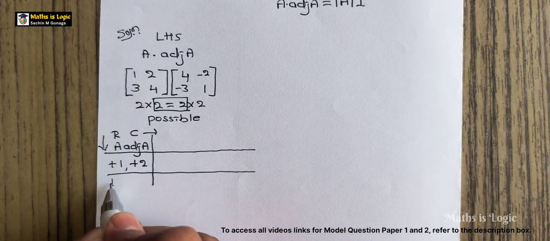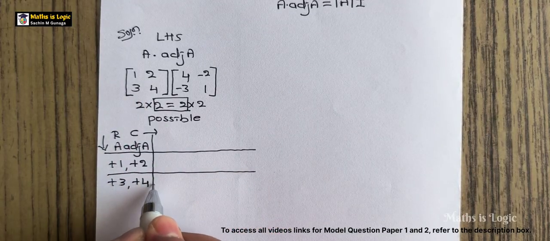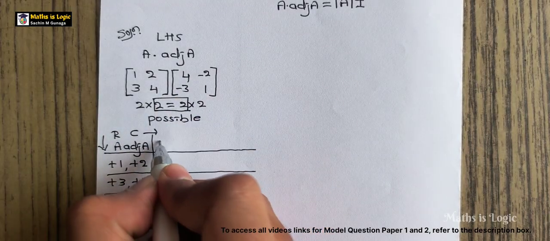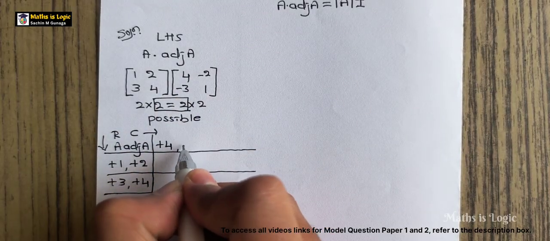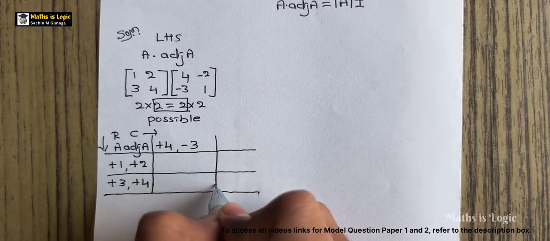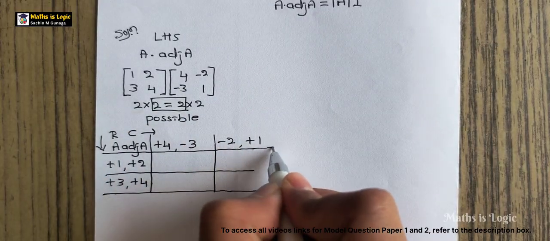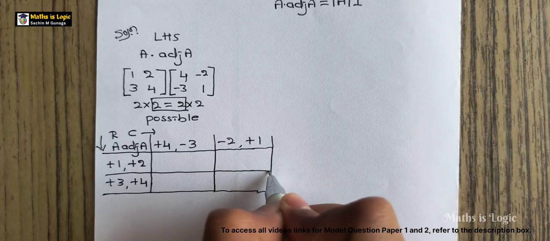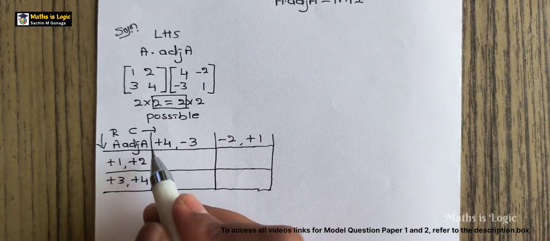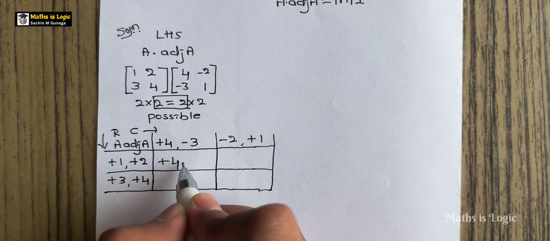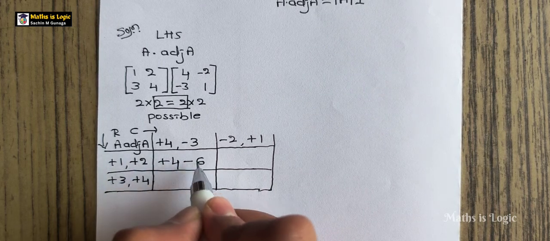Second row plus 3 plus 4. First column plus 4 minus 3. Second column minus 2 plus 1. Multiply. Plus into plus, plus 1 into 4, 4. Plus into minus, minus 2 into 3, 6.